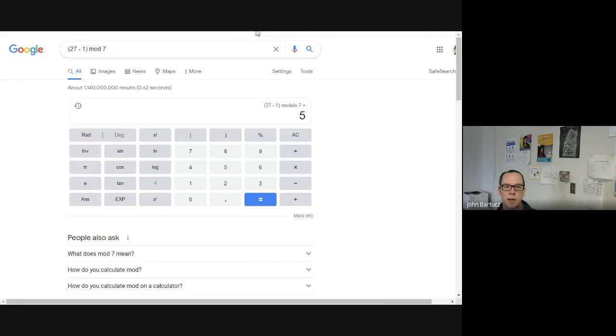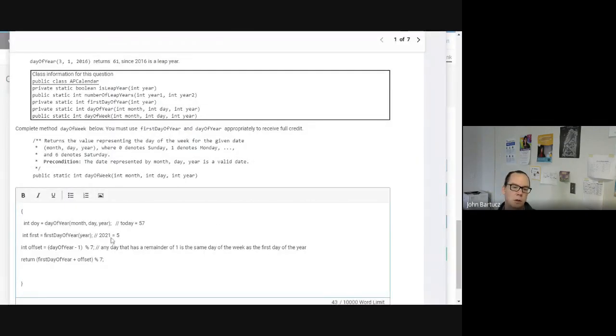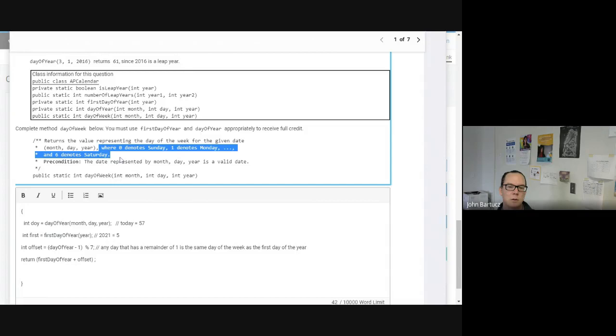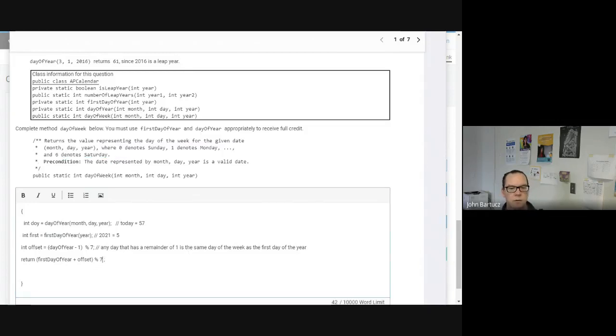So if we go back to our code here, the first day of the year is a 5, and now our offset is also 5 to get to Wednesday, because we're adding 5 days from Friday to get to Wednesday. But we cannot return the number 10. That's not a valid weekday. It has to be between 0 and 6. And the way we get 0 to 6 is we take the remainder of dividing by 7.